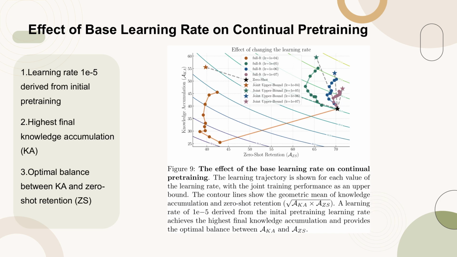Figure 9 illustrates the impact of different base learning rates on the process of continual pre-training. The graph displays the learning trajectory for various learning rates, with the joint training performance serving as an upper bound. Contour lines represent the geometric mean of knowledge accumulation, Ka, and zero-shot retention, Zs. Notably, a learning rate of 1 times 10 to the power of -5, derived from the initial pre-training learning rate, achieves the highest final knowledge accumulation and provides the optimal balance between Ka and Zs.